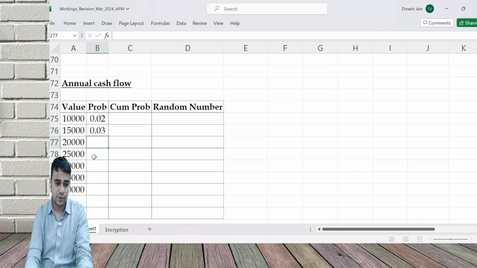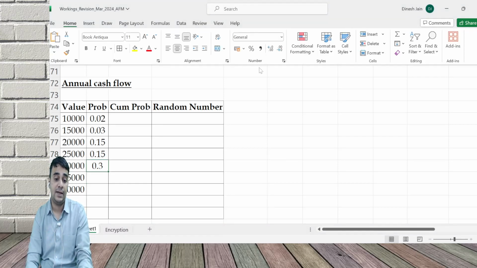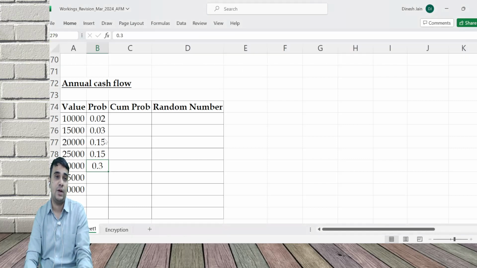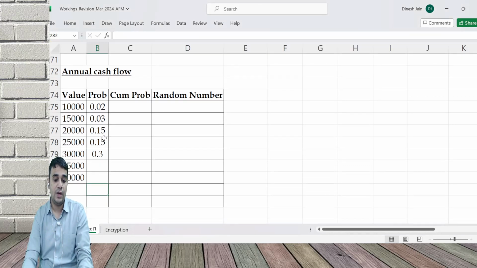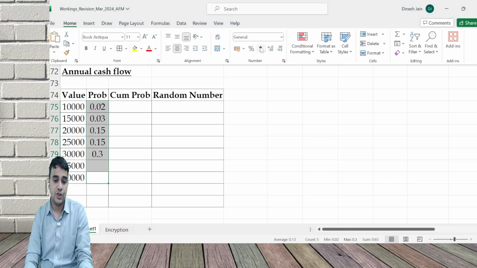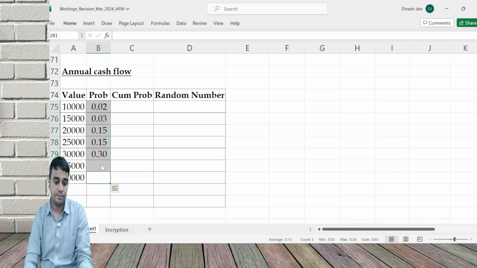0.02, 0.03. Even if you see 0.3, please write it as 0.30. Ensure that everything is two decimal. 0.30, don't write it as 0.3 in exam. Ensure everything is two decimal.